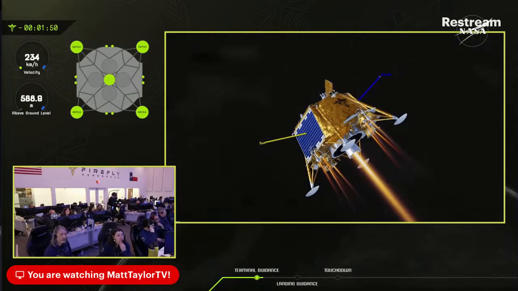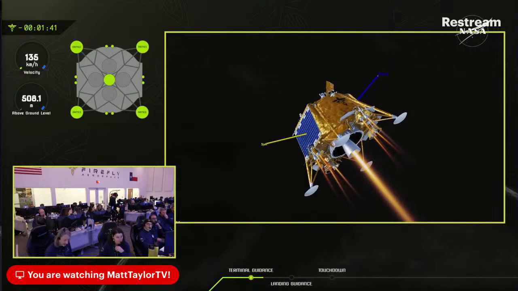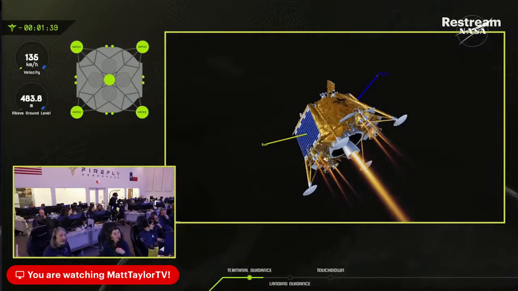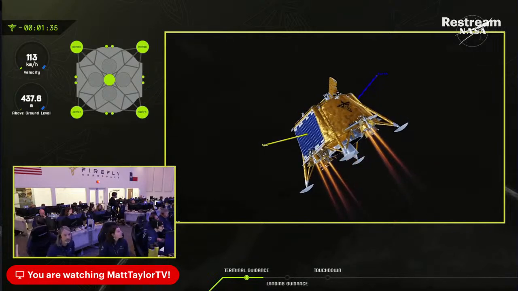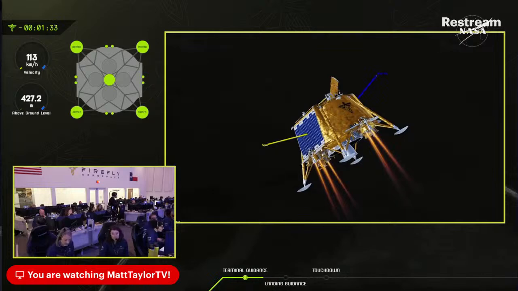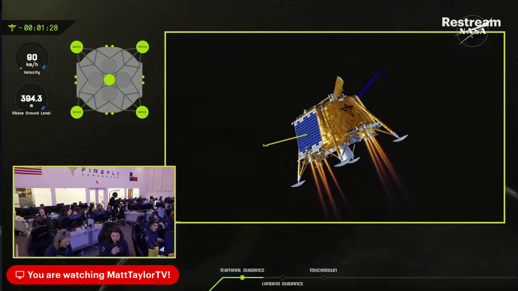You can see the graphic on the screen demonstrating that Blue Ghost is getting into that vertical configuration and doing that pitch over as expected. Fan engine off. Terminal guidance. 500 meters up. Battery's at 87%. All right, from here on out, it is just going to be those Spectra engines. 400 meters.